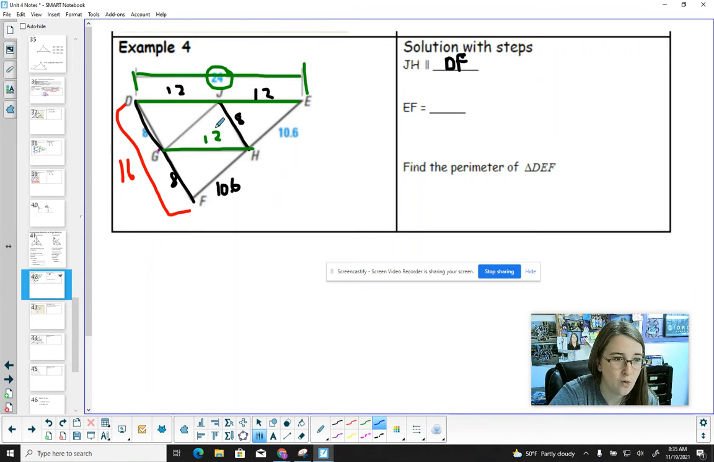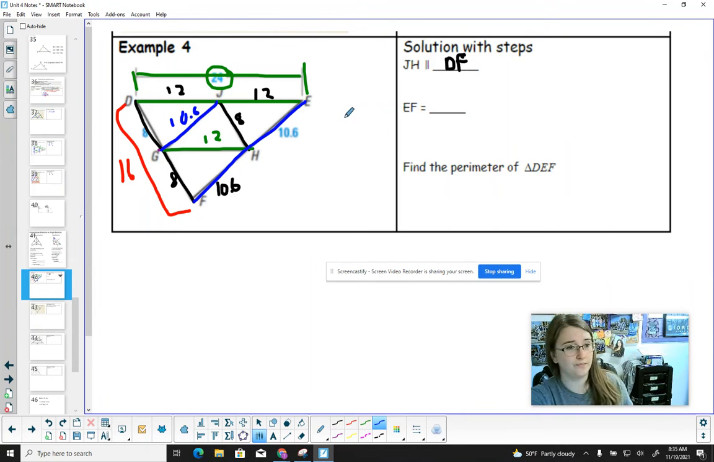So take a quick guess here, what you think this last side is going to be based on what we have here. 10.6, right? It's half of this whole side, the whole thing, and these are the two halves, so it's also going to equal that as well. So there is all of that.